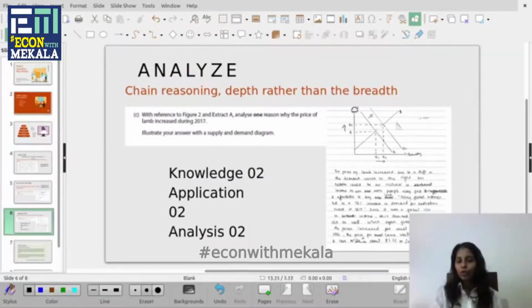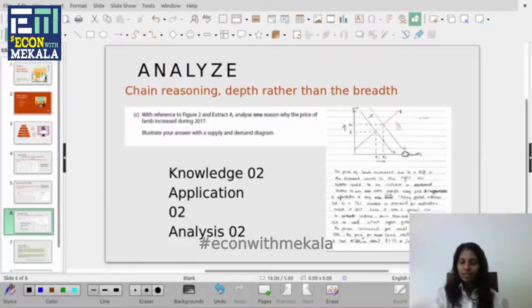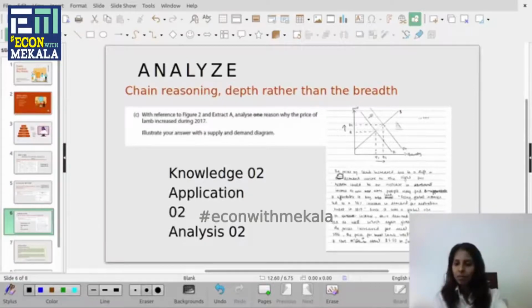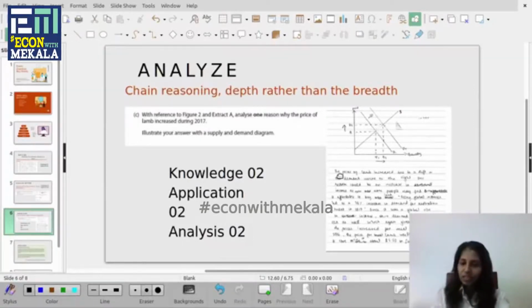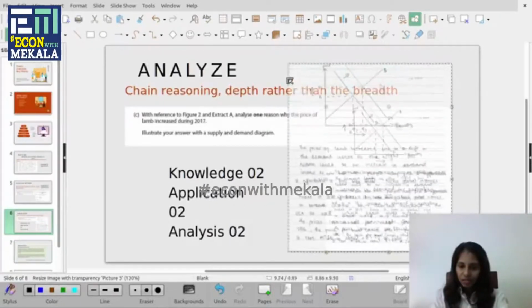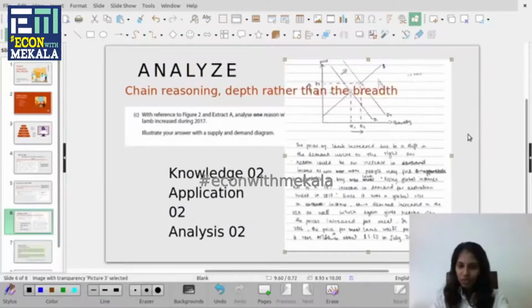So if you have done a complete and accurate graph, you can score 2 knowledge marks. Now I'm not very sure whether you can read the answers written by this student. Let me zoom it a little bit so you can see.